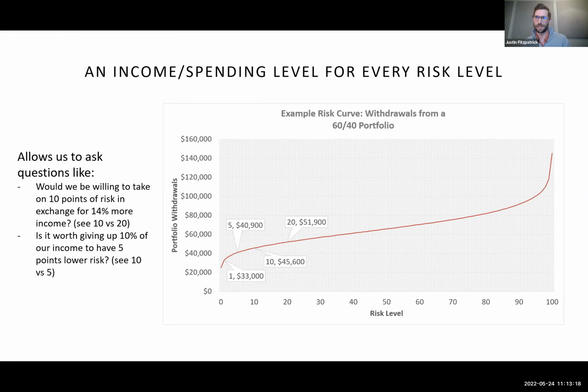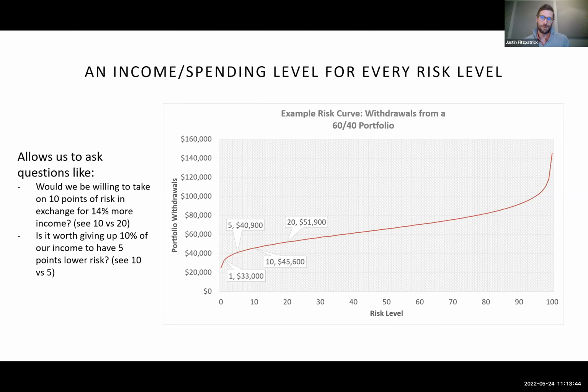If we're translating to that language, those of you who've been on these webinars before know we really prefer getting away from that kind of language. It tends to psychologically be the wrong messaging, success and failure messaging. So we tend to do the more neutral risk level. But going from 10 to 20 adds 14% more income. Is that worth it for this couple?